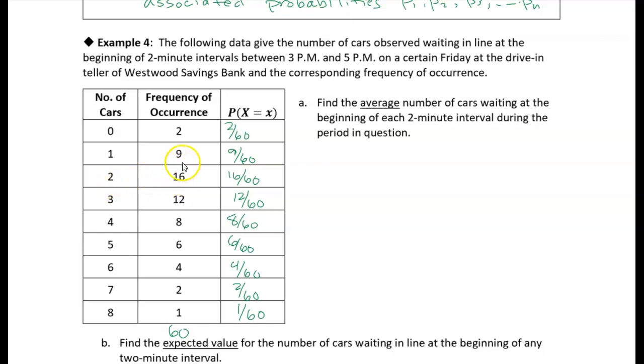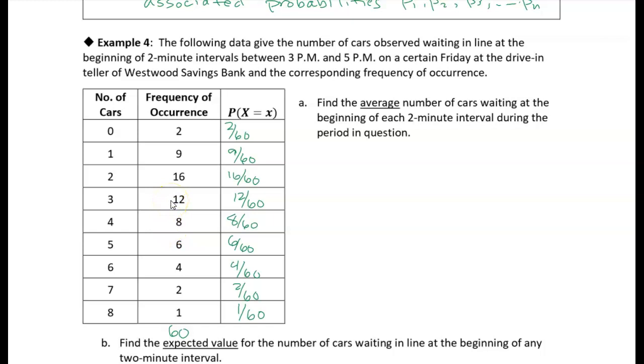So this data has been aggregated. If we had all of the data points, we would see 0, 0, and then we'd see 1 nine times, and then we'd see 2 sixteen times. So we have 2 occurring 16 times, 3 occurring 12 times, 4 occurring 8 times.